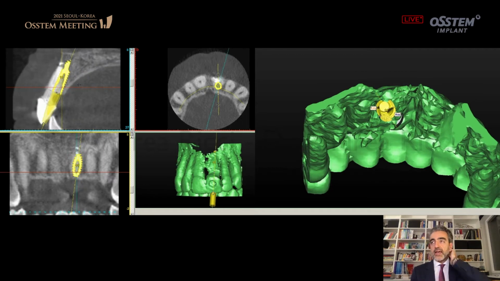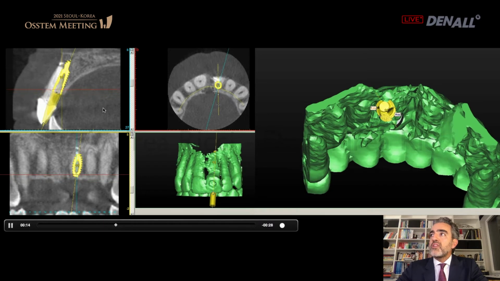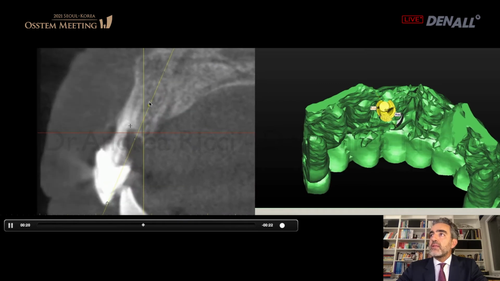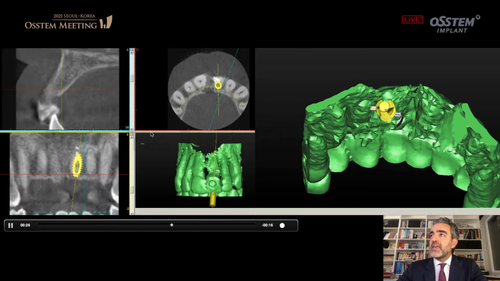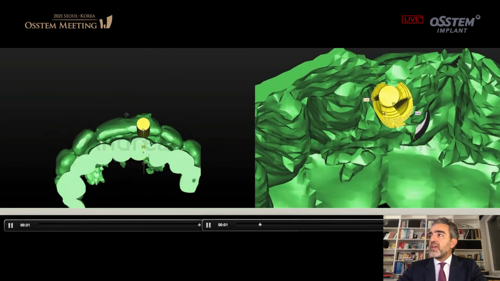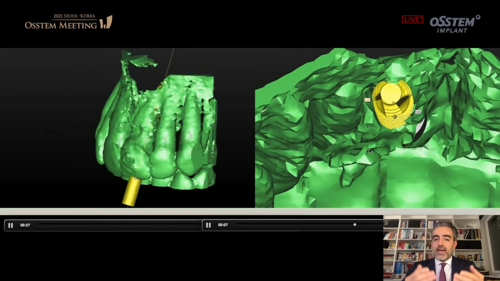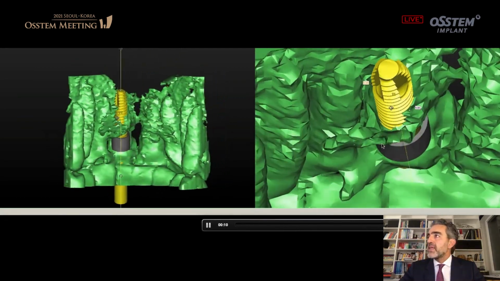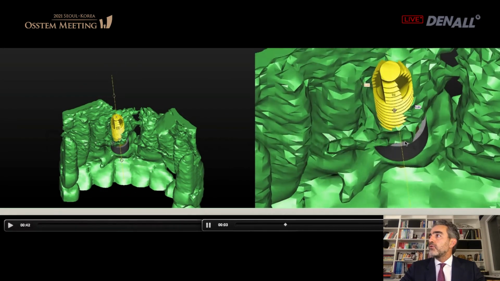This is an old case that I did with the software Implant. Here you can see that I am evaluating three-dimensionally the position of the implant on the sagittal plane. Here I can enlarge and evaluate the amount of buccal bone that I have left and the palatal bone that I have left. Also, very important is to be able to evaluate this in three dimensions. Here you can see that I am looking at the CBCT from behind. Here there is the incisive canal. You can see it here.